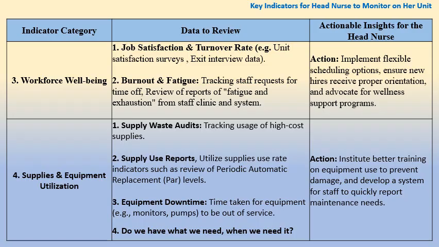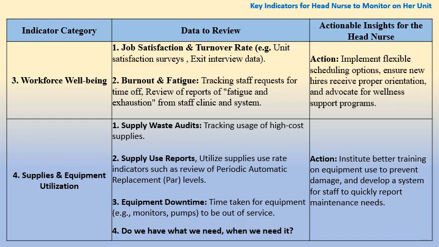Indicator 3. Workforce well-being. Data to review. 1. Job satisfaction and turnover rate. For example, unit satisfaction surveys, exit interview data. 2. Burnout and fatigue. Tracking staff requests for time off. Review of reports of fatigue and exhaustion from staff. Action. Implement flexible scheduling options. Ensure new hires receive proper orientation. And advocate for wellness support programs.